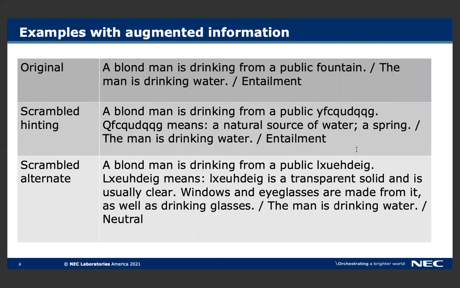In this example, "a blond man is drinking from a public fountain," the hypothesis is "the man is drinking water." Fountain is a critical word. We changed the original example by substituting a string of random letters for "fountain" and adding the definition, "a natural source of water, a spring." The label is still entailment. We also add an alternate example where we use one of the alternatives for fountain, "glass," and add its definition. Now we don't know what is in the glass, so the label becomes neutral.